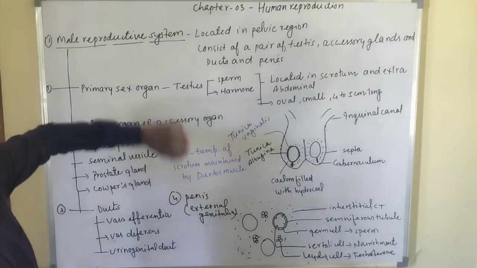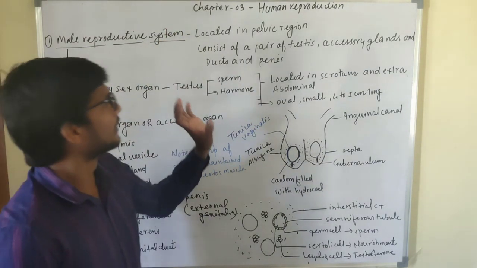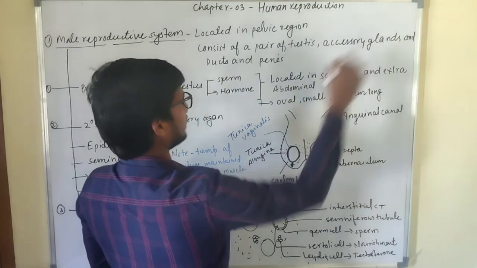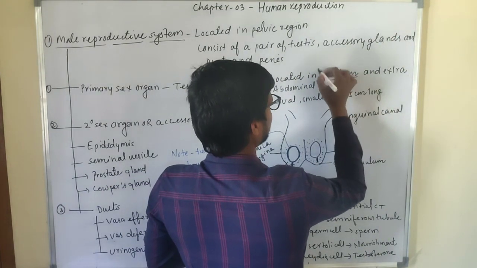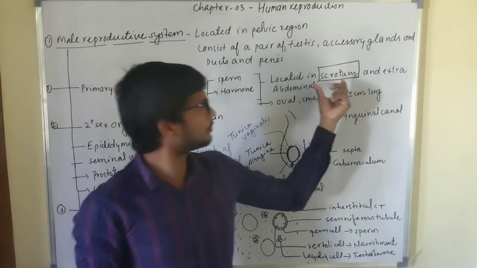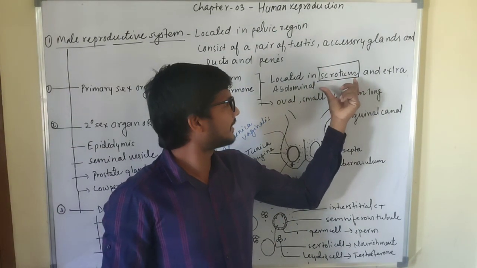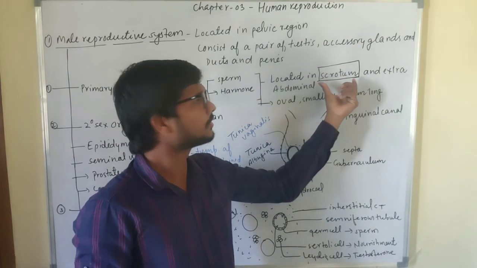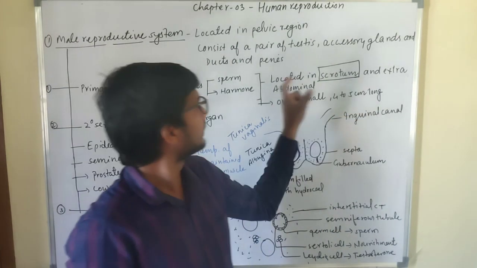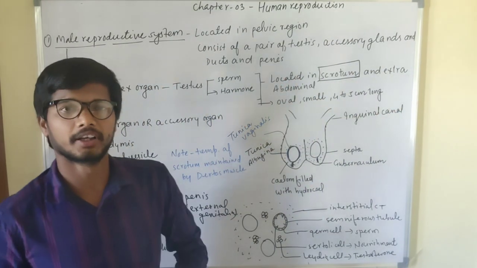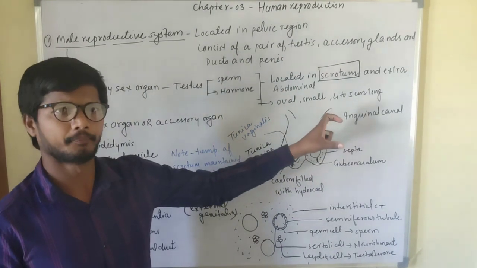So let's talk about the testis. First of all, the testis is located in the scrotum. It means that the testis is enclosed in the scrotum. The scrotum is a thin layer of skin along with muscles. And a very important thing, the testis is extra abdominal. It means that it is outside the body.